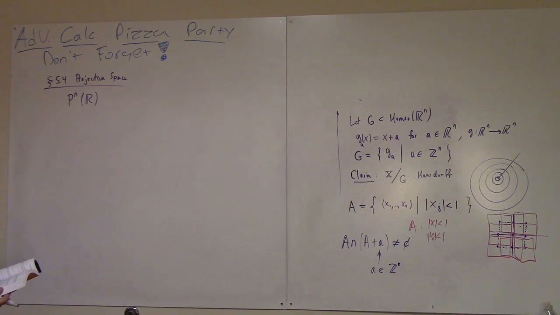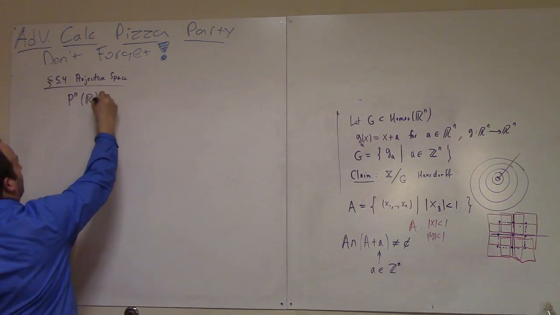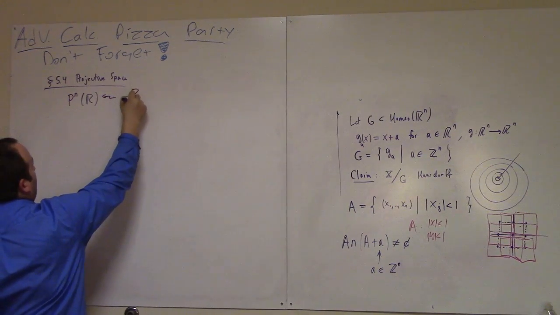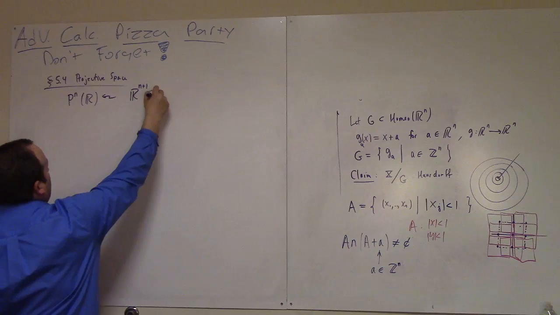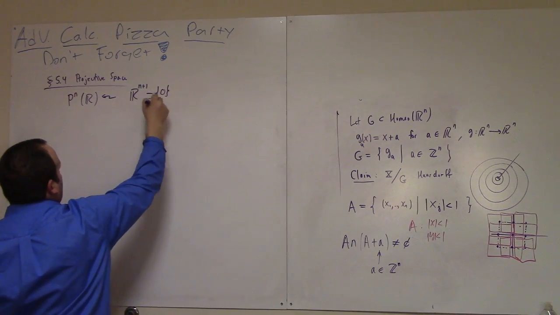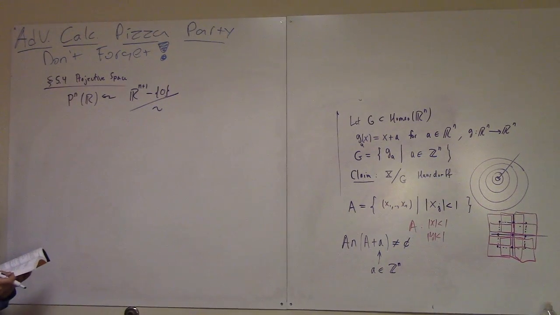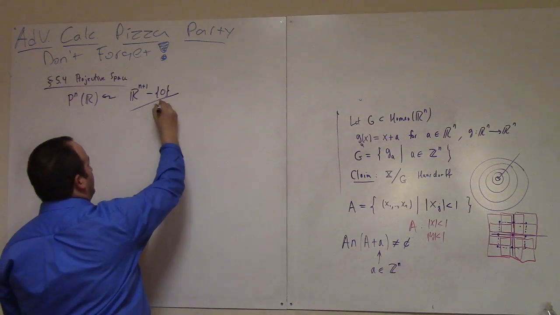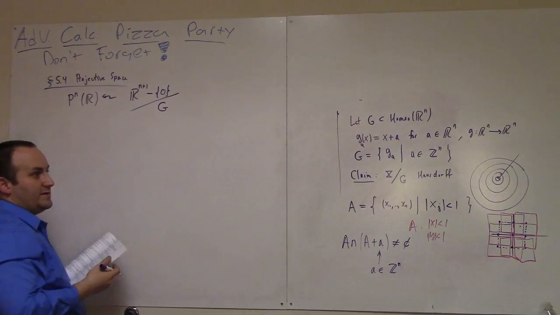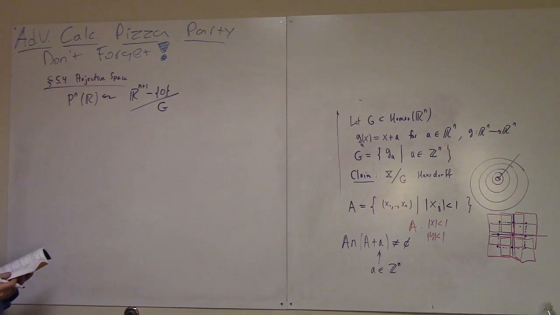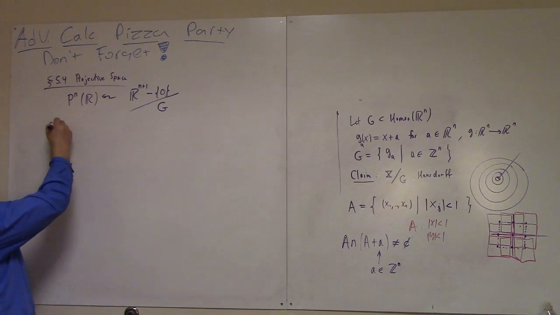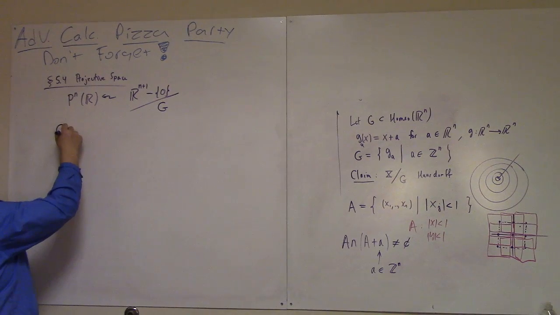By definition, P^n(R) is the quotient of R^(n+1) with the origin removed, mod a particular equivalence. Which one is that? Well, let me say it's mod a group. It's part of this larger story I've been telling you about homeomorphisms and a group of homeomorphisms. The group in particular is the set of dilations.